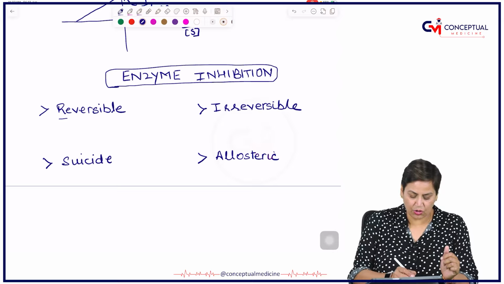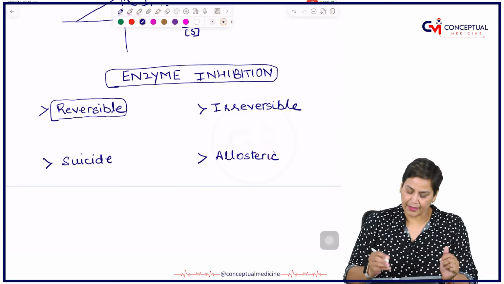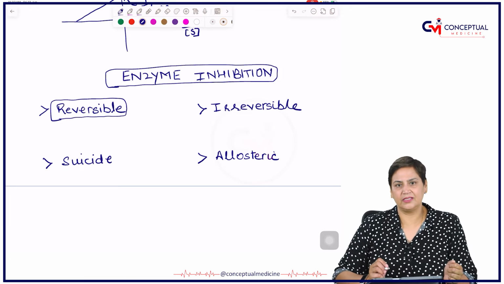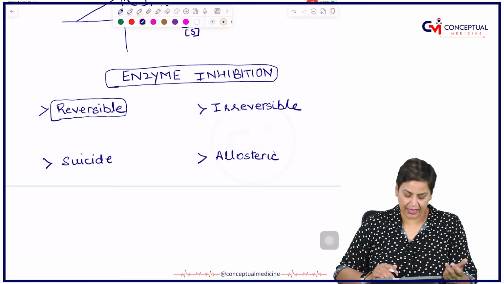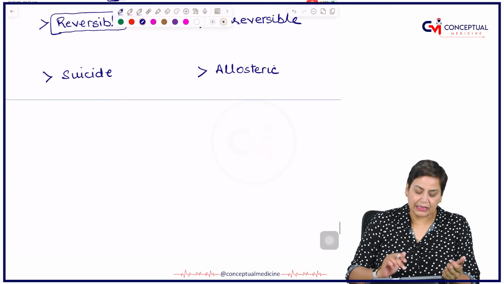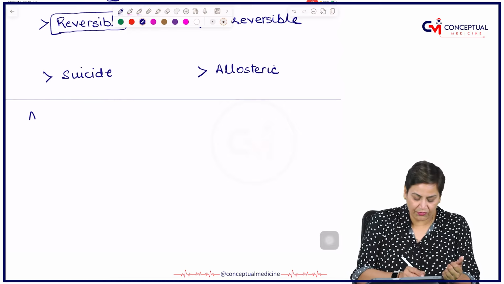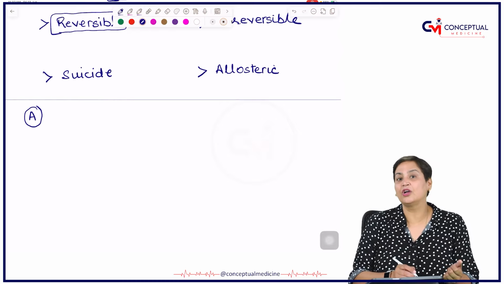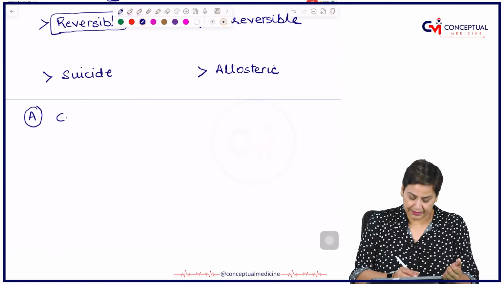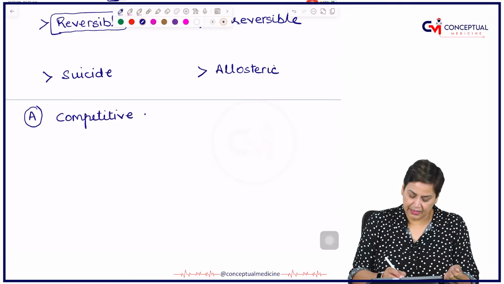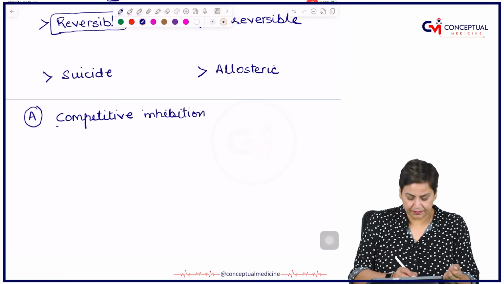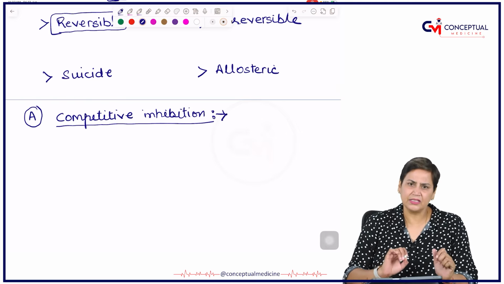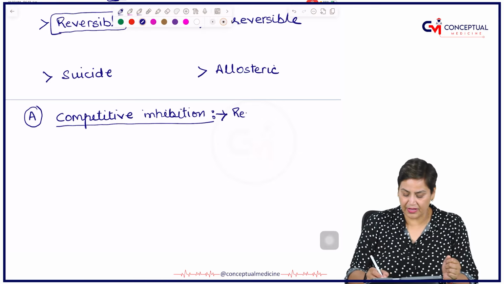Now first of all, if we talk about reversible, as the name suggests, it can be reversed back. The most important type of reversible inhibition is competitive inhibition. This is strictly reversible, a very important point about this.